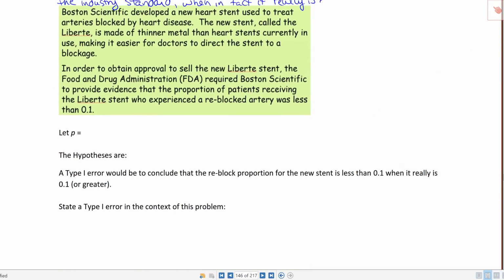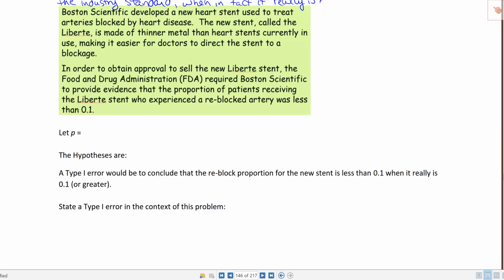Boston Scientific developed a new heart stent used to treat arteries blocked by heart disease. The new stent, called the Liberté, is made of thinner metal than heart stents currently in use, making it easier for doctors to direct the stent to a blockage. In order to obtain approval to sell the new Liberté stent, the Food and Drug Administration required Boston Scientific to provide evidence that the proportion of patients receiving the Liberté stent who experienced a reblocked artery was less than 0.1.